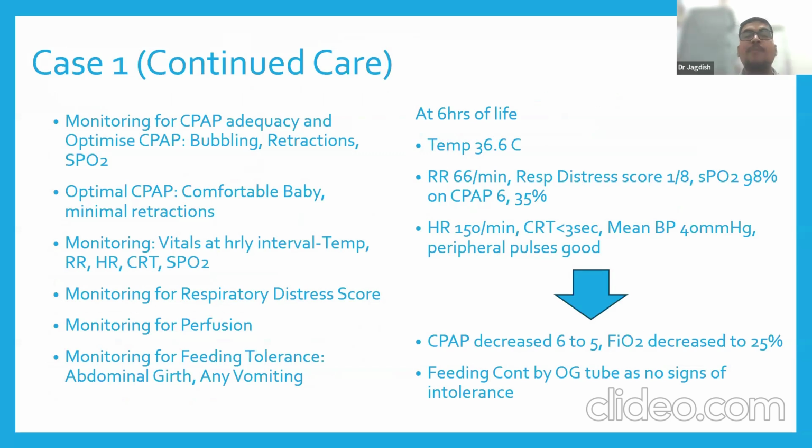So we have monitored the baby for CPAP adequacy and optimized CPAP. What I have already described is the adequacy of the respiratory support. When we put this baby on bubble CPAP, we need to look for bubbling, what pressure we are giving, the retraction of the baby, and the saturation. The target saturation should be 90 to 94% and the retraction should be minimal. So we need to monitor for CPAP adequacy and optimize the CPAP.